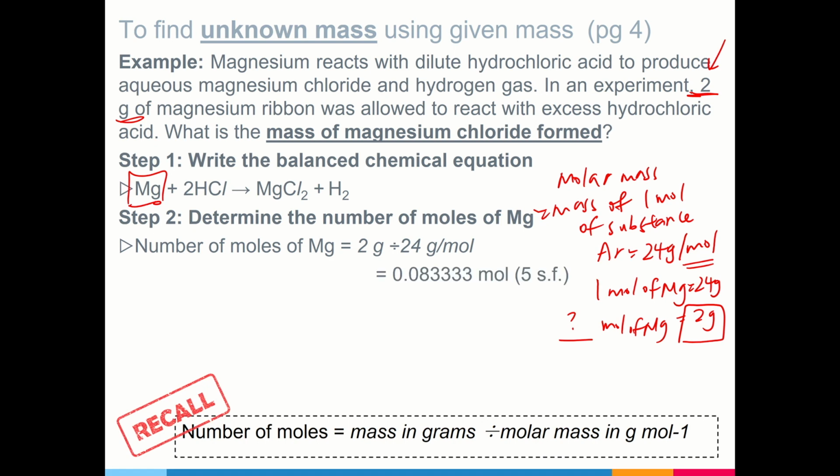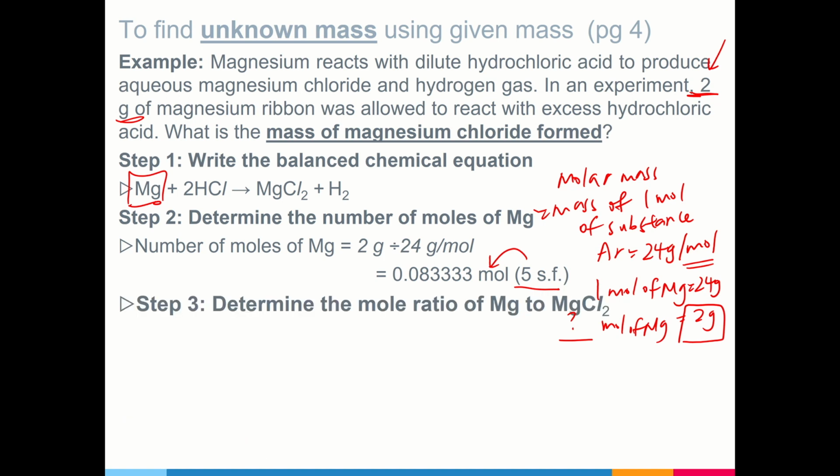And you will get 0.0833333 mole. For an intermediate step, give it to 5SF, otherwise it will affect the accuracy of your answers. So I have done this: I calculated the number of moles of magnesium.